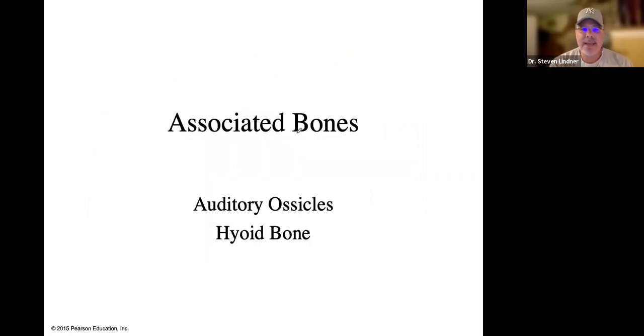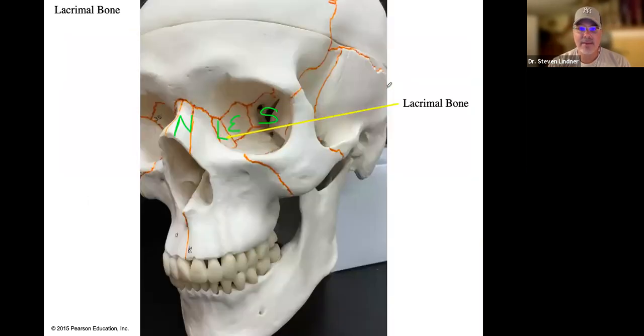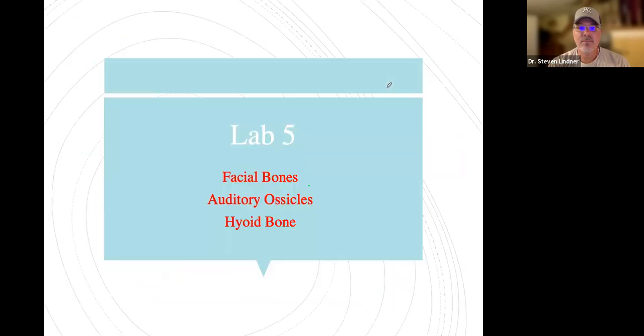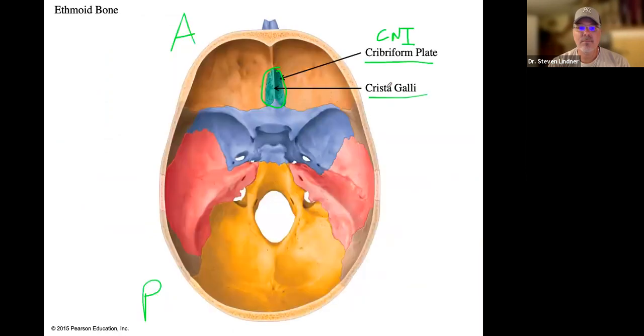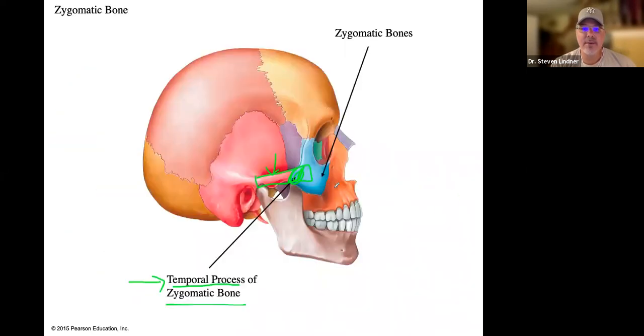Okay, let's take a look at the auditory ossicles inside the ear and the hyoid bone. So there was a picture when we were looking inside the cranial vault, and I said the petrous portion of the temporal bone is really important. Let's see if we can go back and find that real quick for you. Right here. So this structure here is that petrous portion of the temporal bone, and deep within it is going to be this structure that we're covering right now.